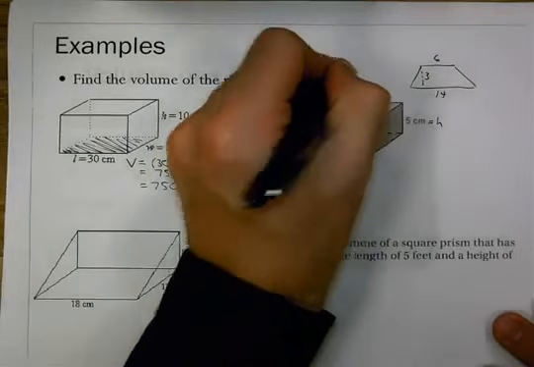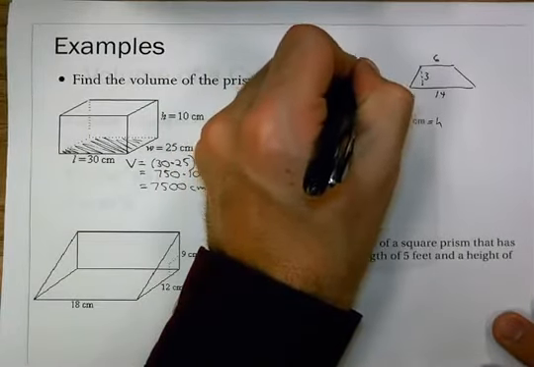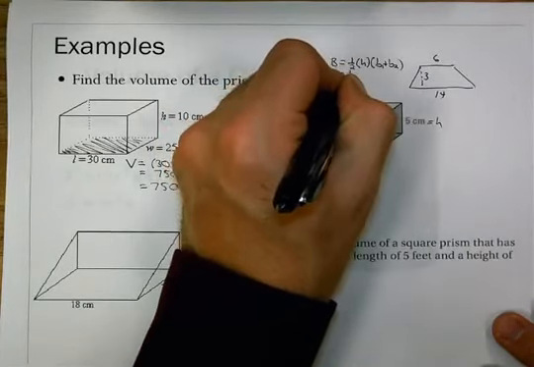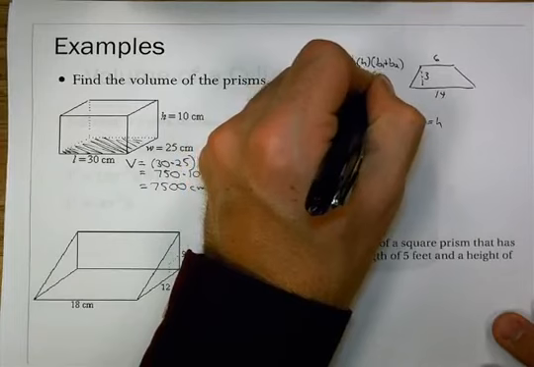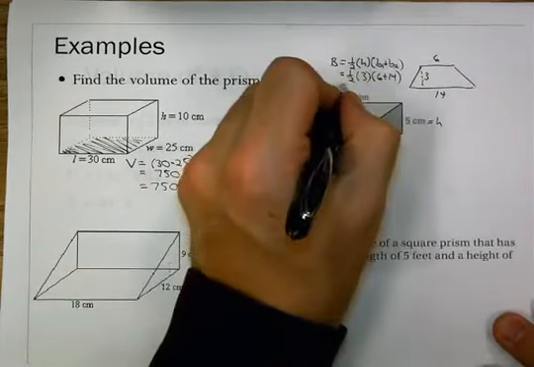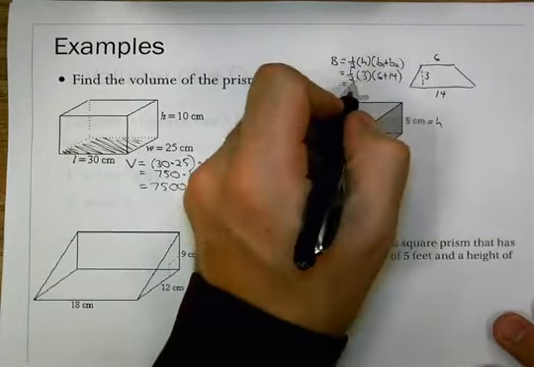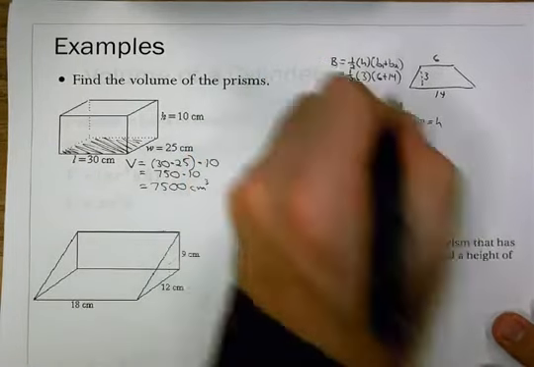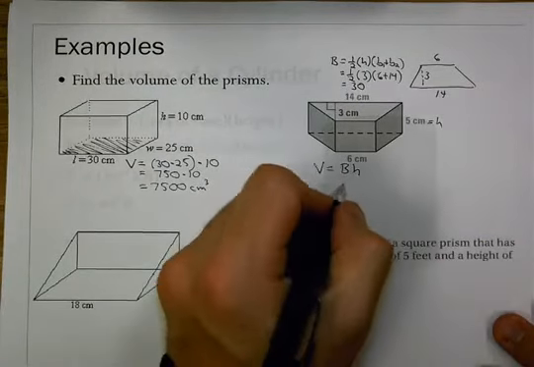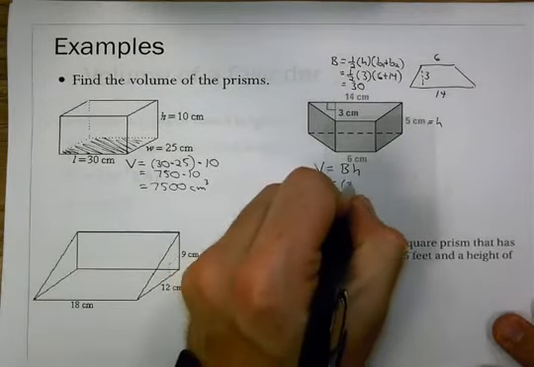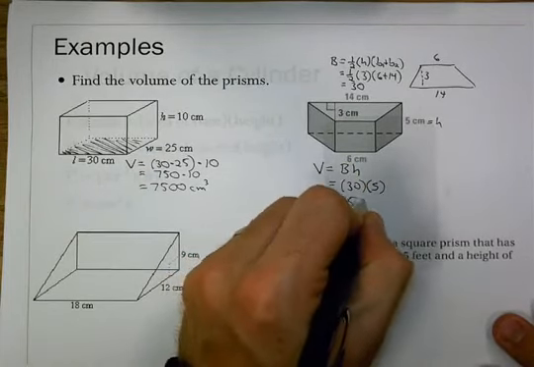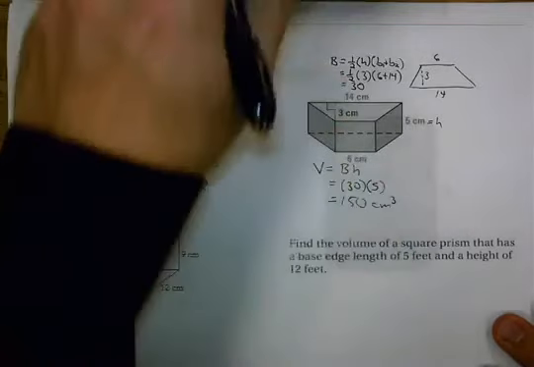Now the area of a trapezoid is 1/2 the height times base 1 plus base 2, which is 1/2 times 3 times 6 plus 14. Well, 6 plus 14 is 20. Half of that is 10, so I would actually get 30 for the base area of the trapezoid. So now I come down, it's 30 times 5, which gives me 150 centimeters cubed.